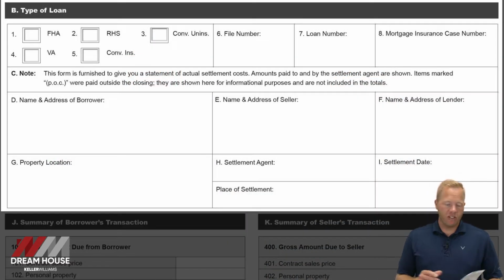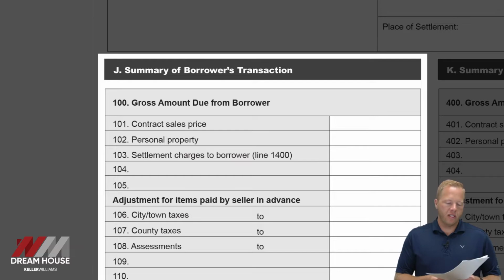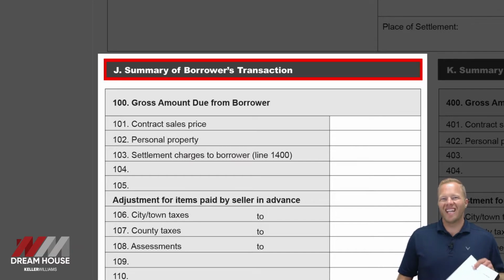So the top section is pretty simple. You know, it covers the type of loan, the lender's address, that sort of thing. It's strictly informational, but you'll be able to tell the address of the seller, of the lender, what your settlement date is, that's closing date. On the left-hand column, it's the summary of the borrower's transaction.